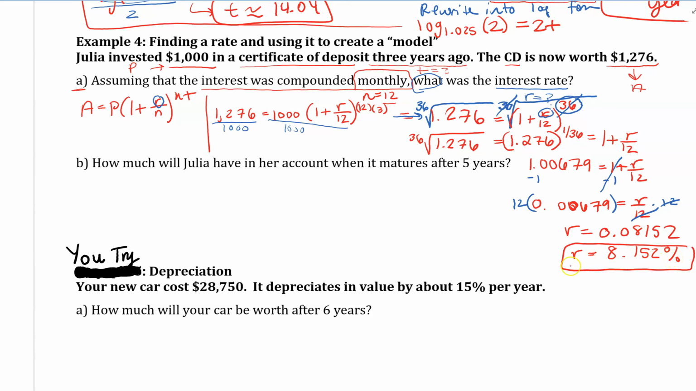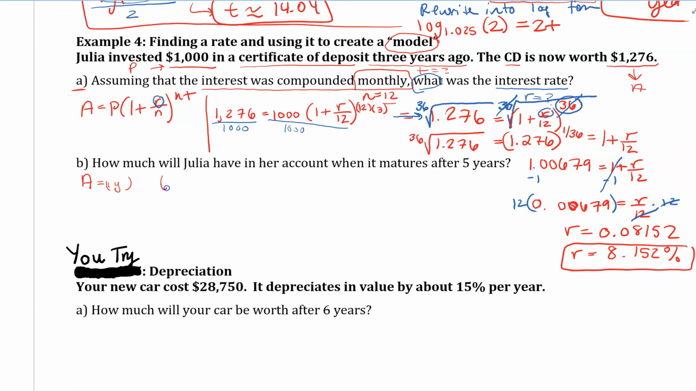Okay, so now that I have the annual interest rate, I can now turn this into an equation, a model. Okay, so we're going to use that rate to now form a model. Now remember, in a model, the final amount is the variable. It's like the y value.